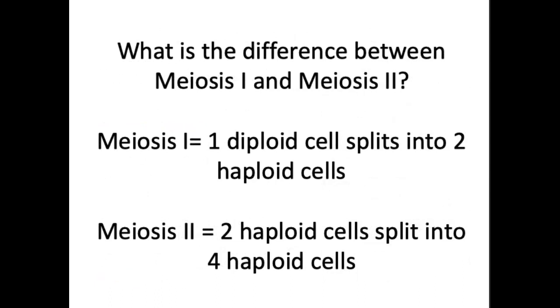So meiosis 1 is 1 cell splitting into 2 haploid cells. Meiosis 2, 2 haploid cells splitting into 4 haploid cells.